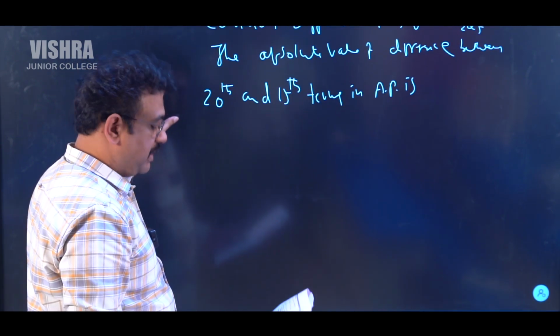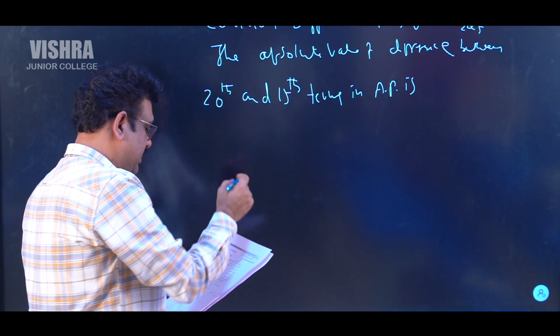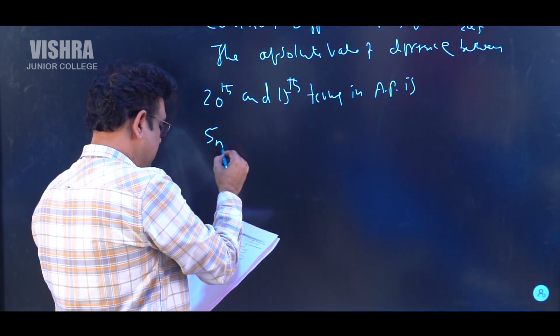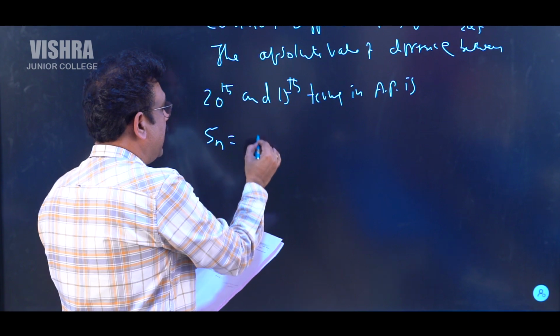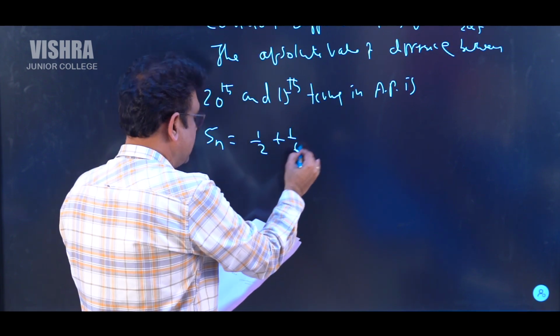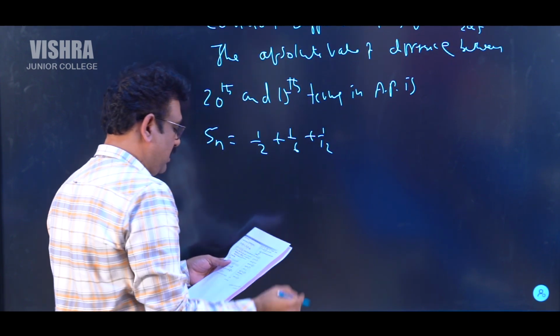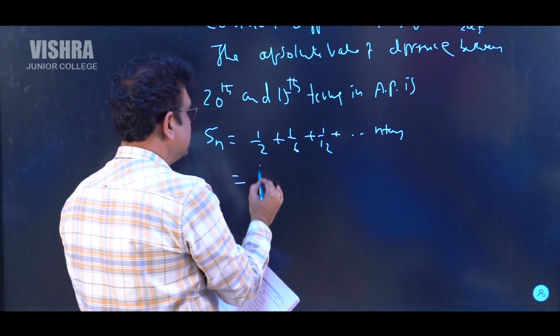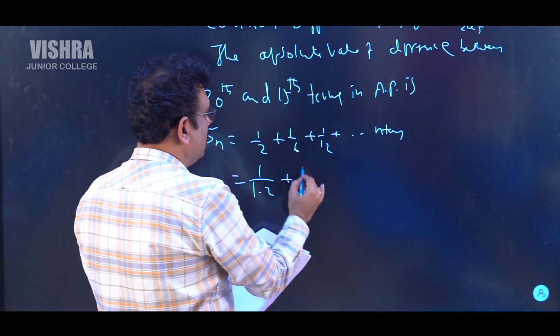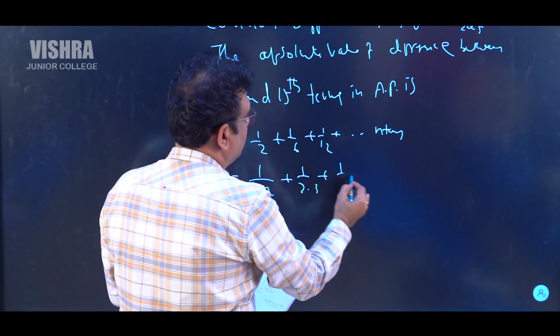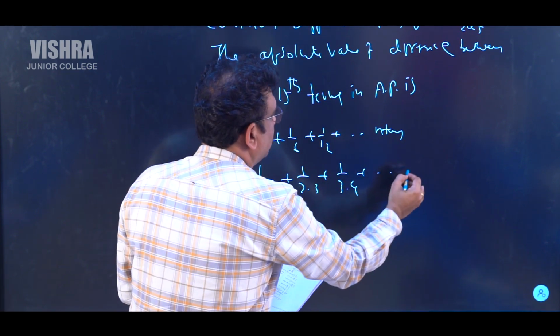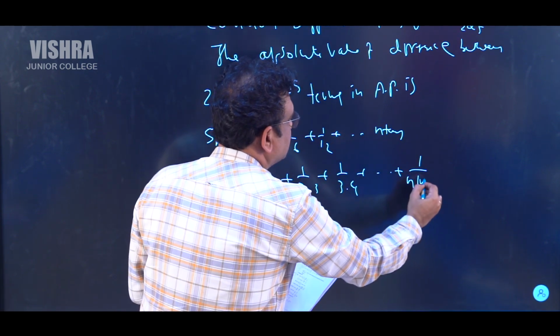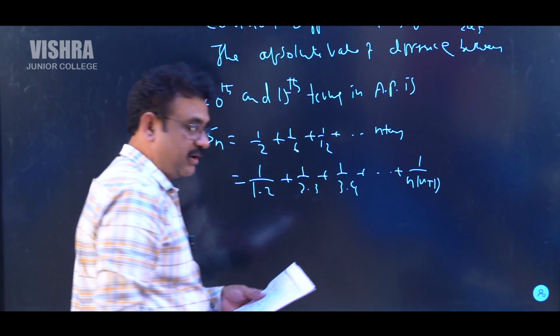So now the given problem is Sn is equal to 1 by 2 plus 1 by 6 plus 1 by 12 plus up to n terms. So you can write this as 1 by 1 into 2, 1 by 2 into 3, 1 by 3 into 4, plus up to 1 by n into n plus 1.